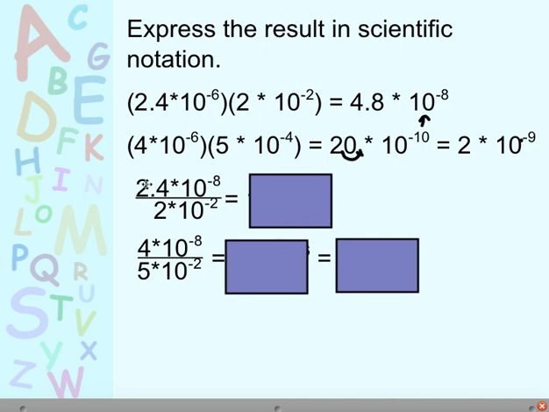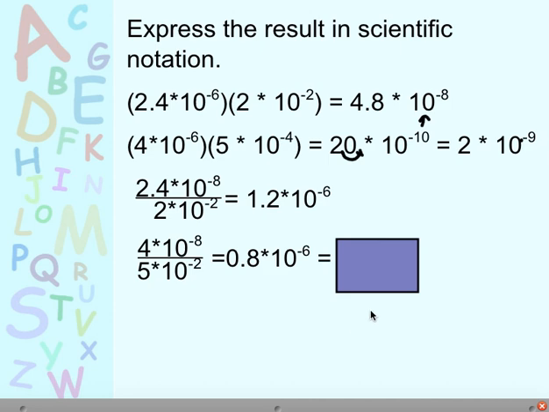We get 1.2 times 10 to the, well, negative 8 minus the negative 2 is going to give us negative 6. And similarly, 4 divided by 5 is 0.8 times 10 to the negative 6. So we need to borrow one of the 10s to get us to 8. And now we have 1 less 10, which is actually to the negative 7th.